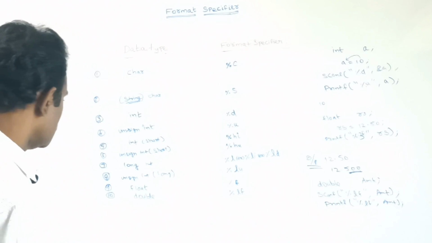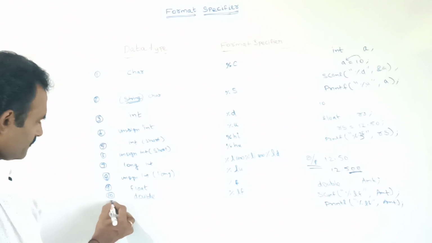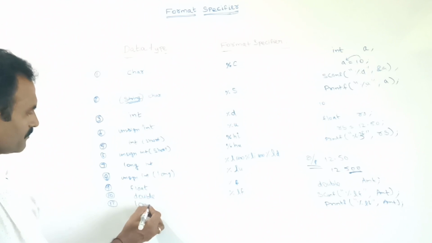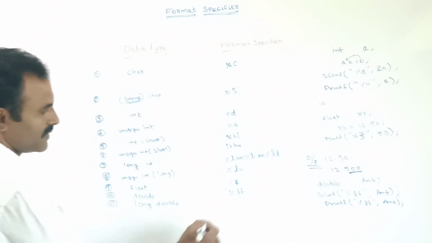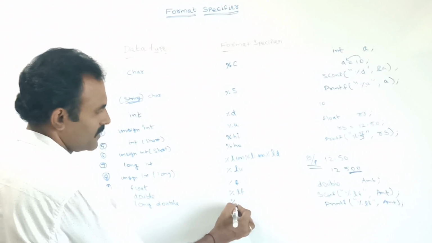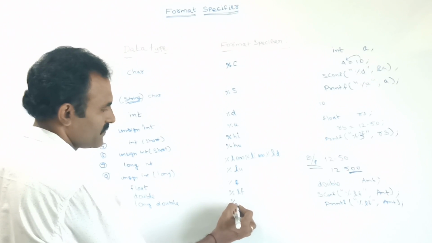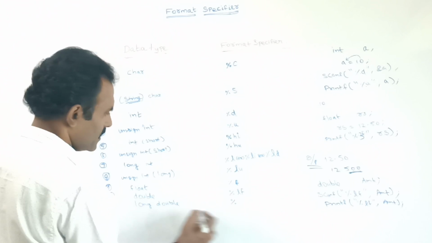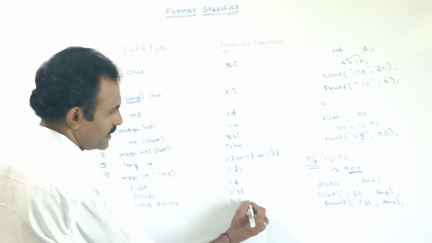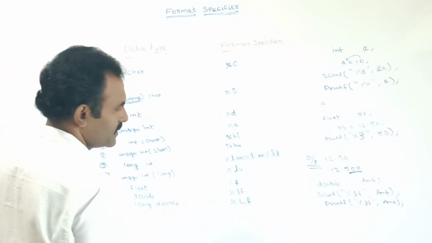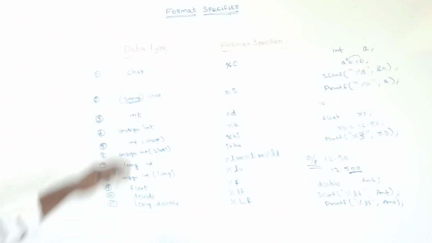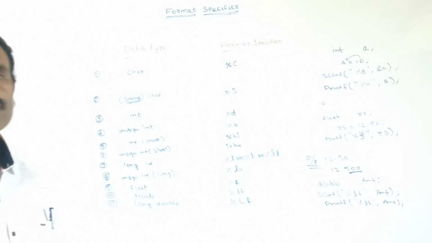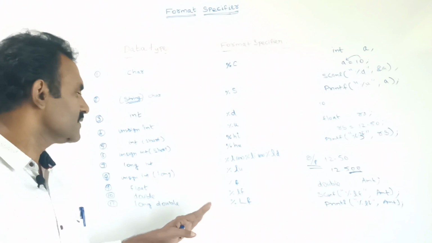Next one, long double. Small l and f, %lf, is used for double. For long double, capital L and small f, %Lf, is used. So this is also similar. The byte size will differ, so the range of values will differ.